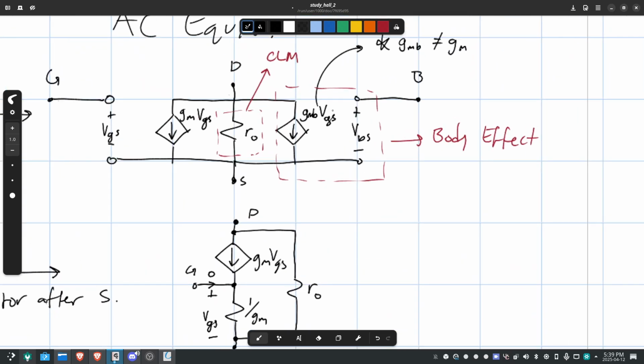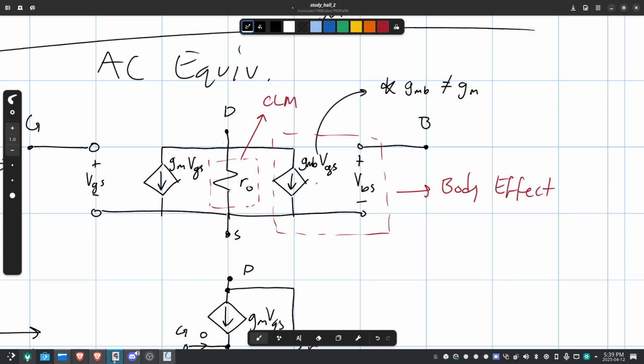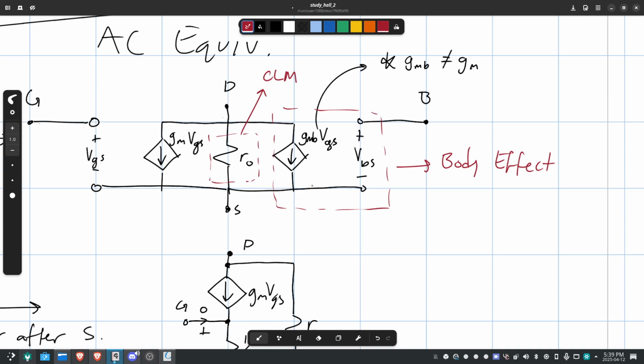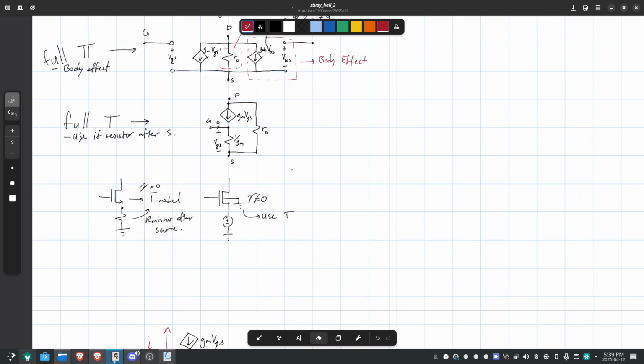Now, another thing is that I know Valente likes to do this body effect slightly differently. He likes to do a current source pointing up, GM times VBS. That's not VGS, it should be VBS, because you're talking about the body, right? Valente likes to do this. I disagree with him, but they will both work. I don't want to keep that because it starts confusing people.